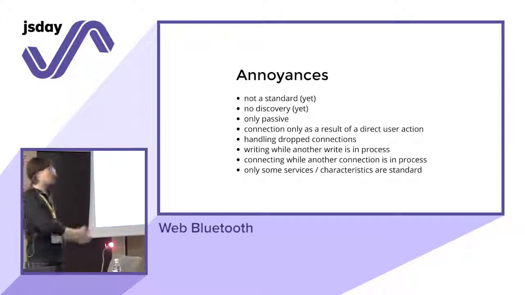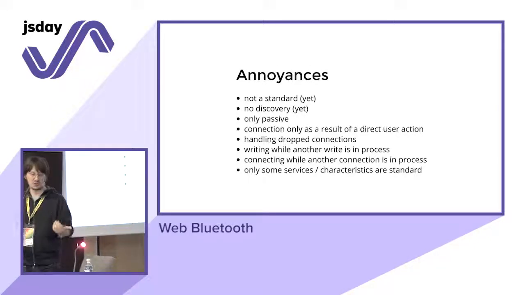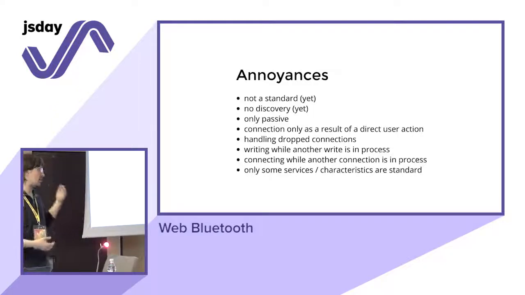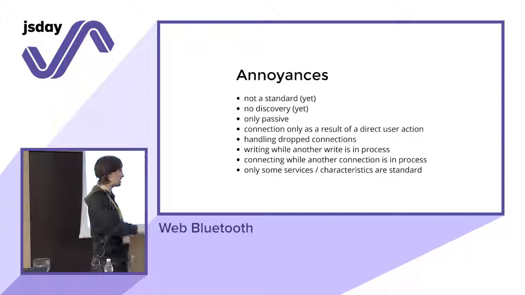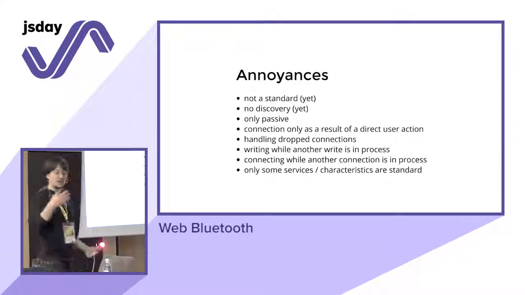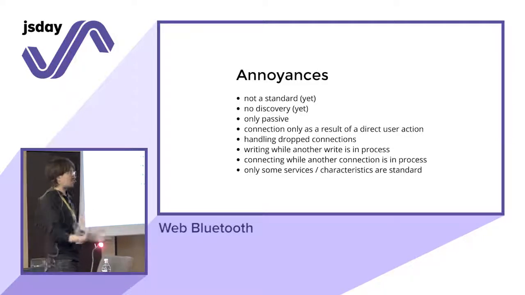Only passive. Bluetooth LE can be passive or active, so you can actually read a Bluetooth device, or be an active device. In this case, the Bluetooth API can only connect to passive devices, so this is kind of a limitation.